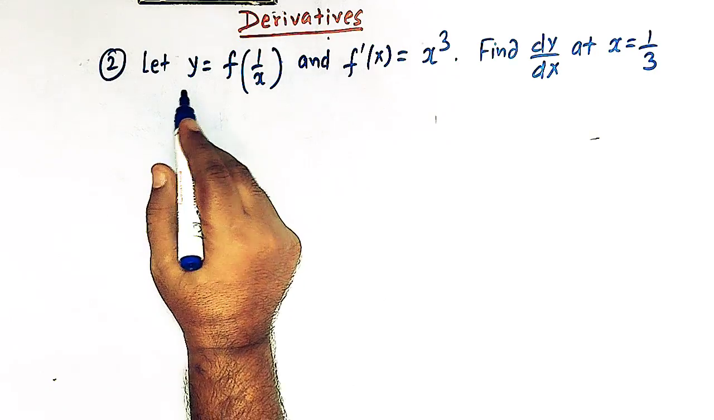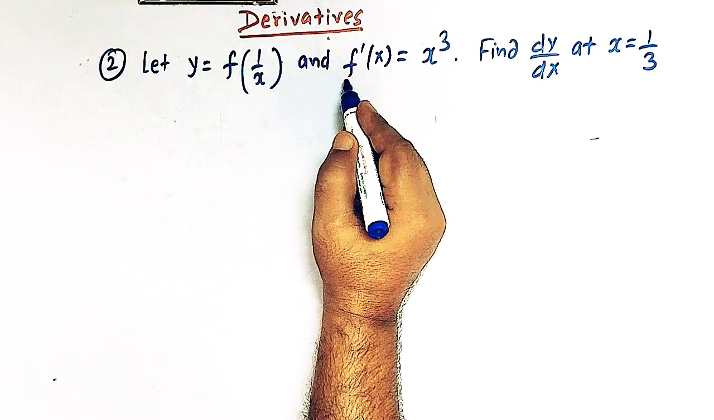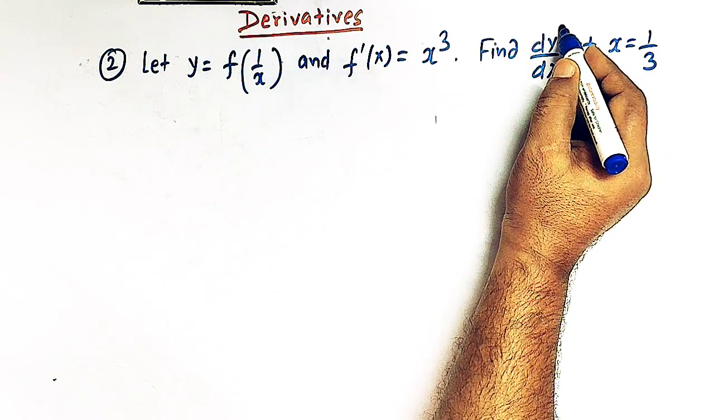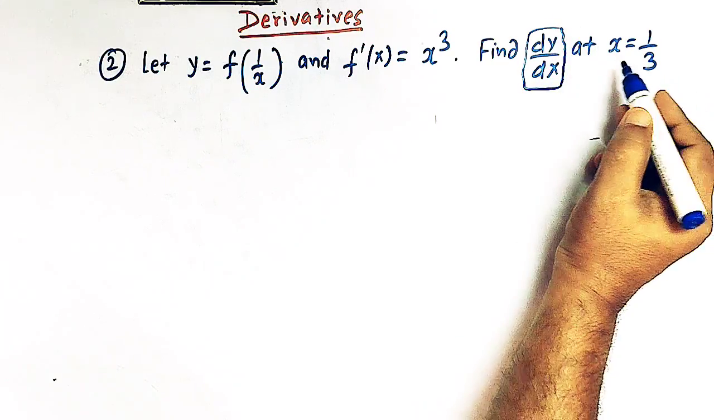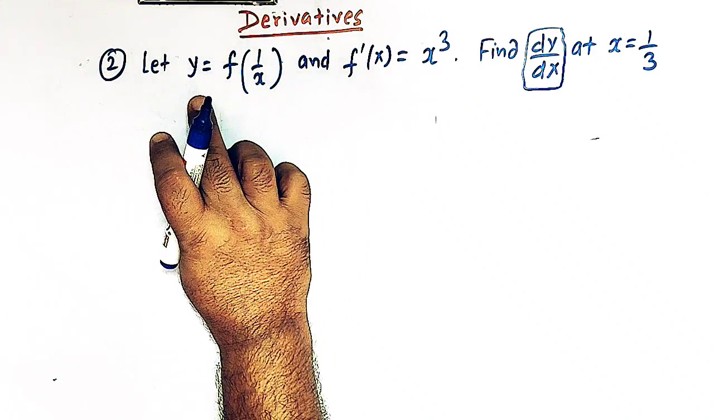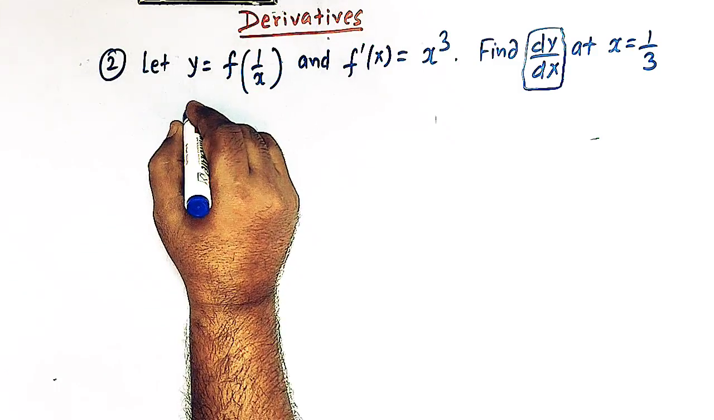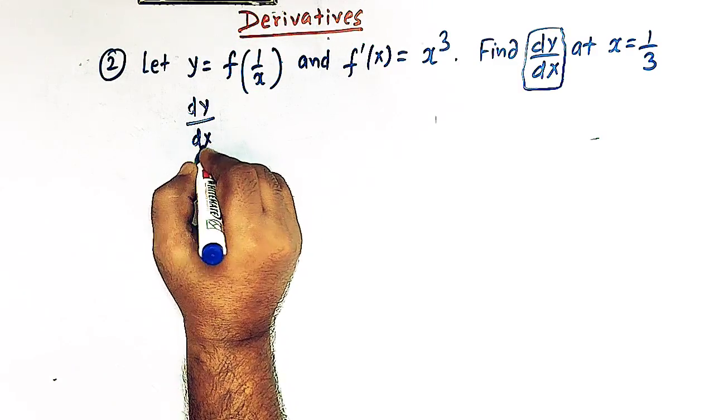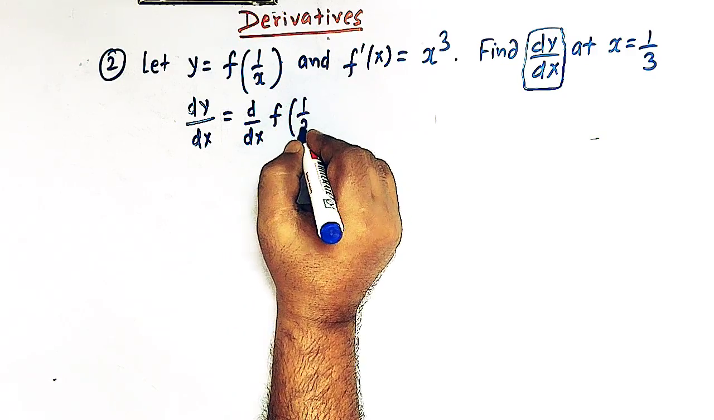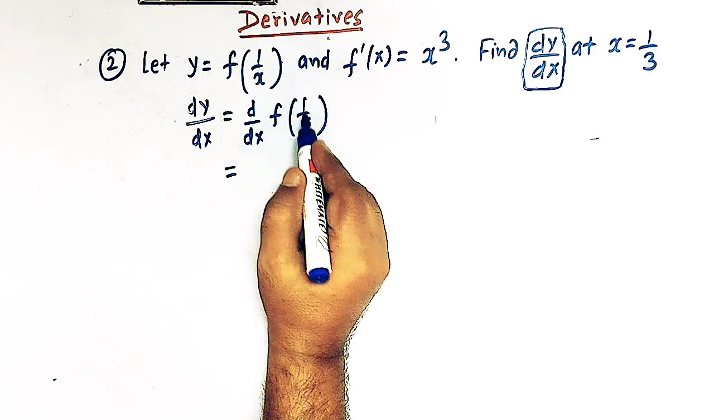So now consider this problem where we are given y is equal to f of 1 over x, and f prime of x is equal to x cube, and we have to find out the value of dy over dx at x is equal to 1 over 3, right? So here what we will do, we'll first differentiate y with respect to x. So we write here dy over dx, and we have d by dx of f of 1 over x, right? So first we'll differentiate f of 1 over x.